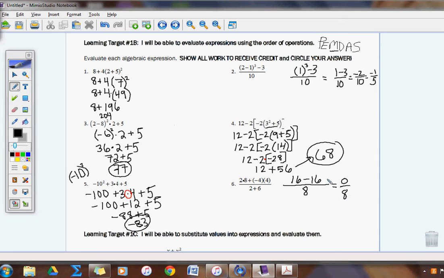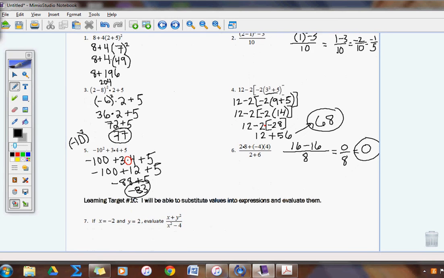Okay, if you ever struggle, use your calculator. But 0 divided by 8 is always going to come out to 0. If 0's on top, then the answer is going to be 0. If 0's on the bottom, guess it. Yep, you got it, hopefully. Undefined.